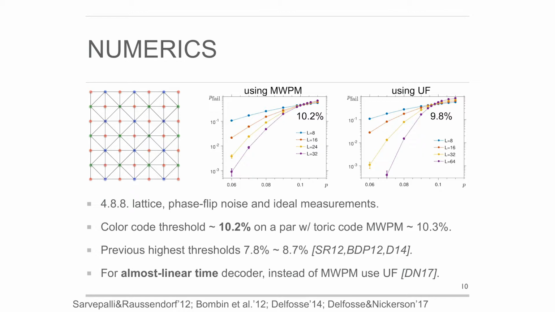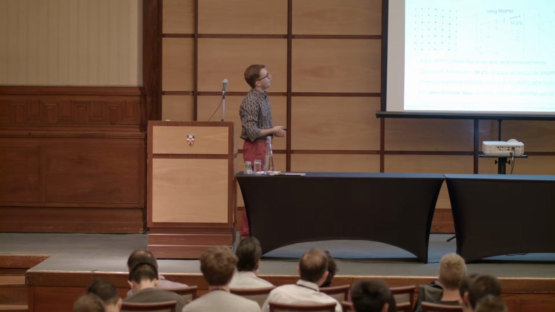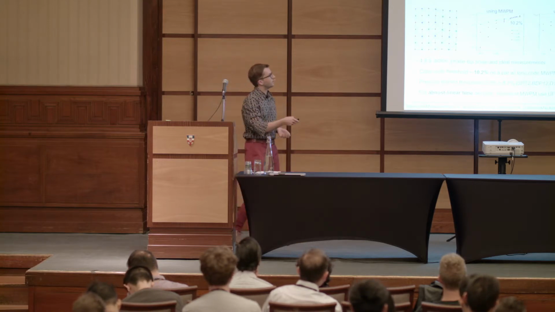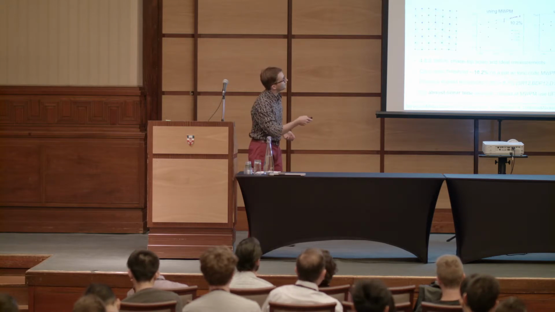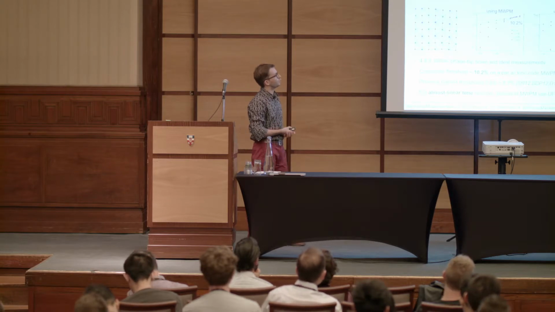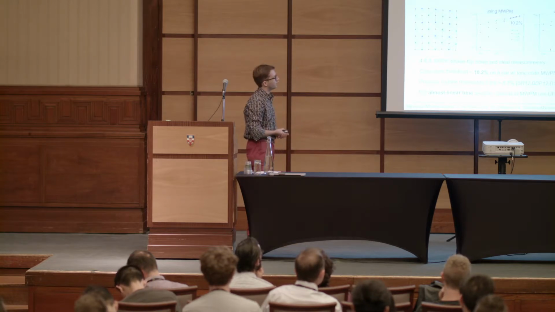And we also implemented a decoder for the color code which runs in almost linear time. This can be achieved by replacing the minimum weight perfect matching decoder as a subroutine. We use the union find decoder. And we see that the performance of this very fast decoder is fairly close to the one using minimum weight perfect matching. The threshold shifts slightly. However, we can access much bigger lattices.